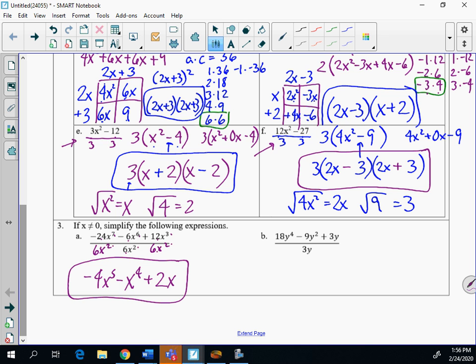Let's do the same thing on part B. Let's divide each one by 3y. 18 divided by 3 is 6. 4 minus 1 is 3. Negative 9 divided by 3 is negative 3. 2 minus 1 is just 1. Now right here, be careful. When it matches exactly, you still need to put a 1, something divided by itself, to hold that place.